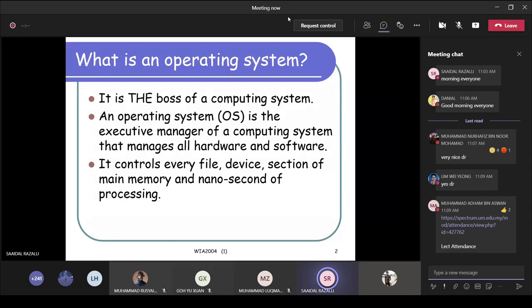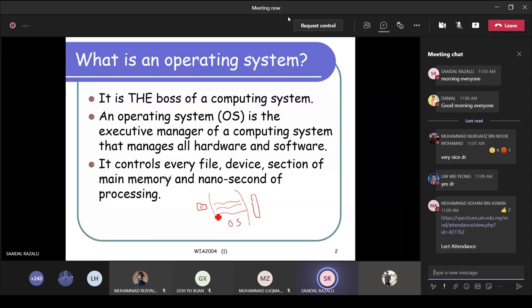So what is an operating system? Basically, it is the boss of a computing system. An operating system is the executive manager of a computing system that manages all the hardware and software. You can imagine this like a light switch. You have a switch, then you have your lights, and between all of this you have all the wiring inside the building. This is the part of the OS.